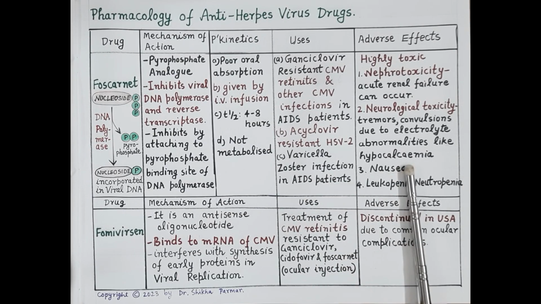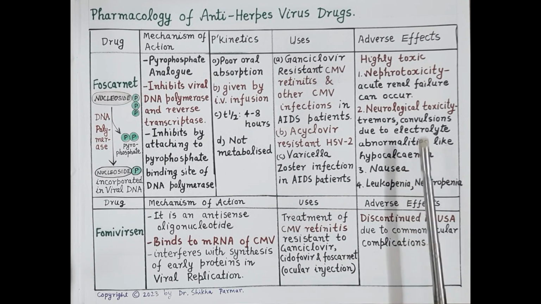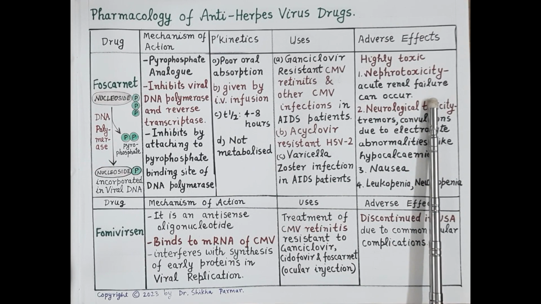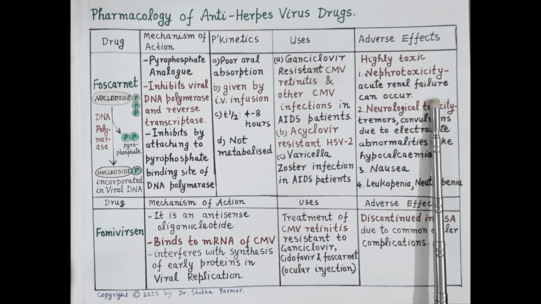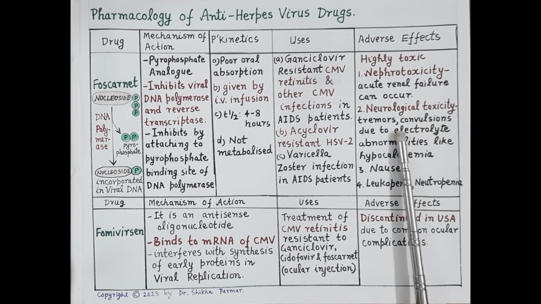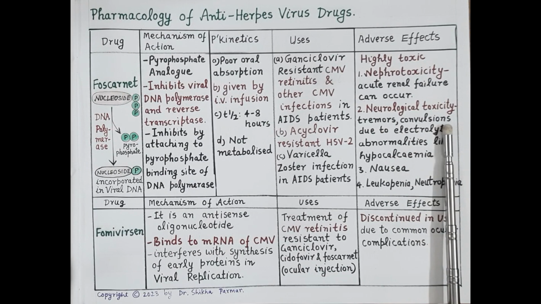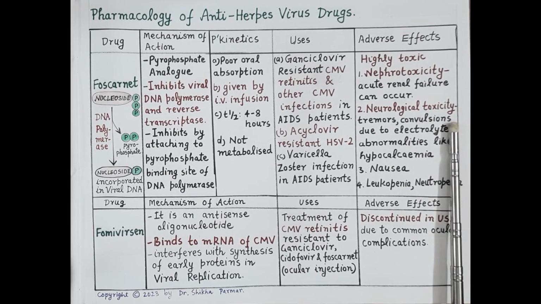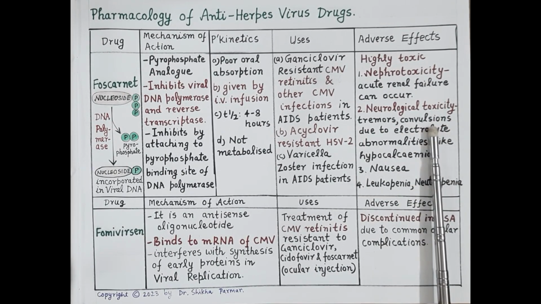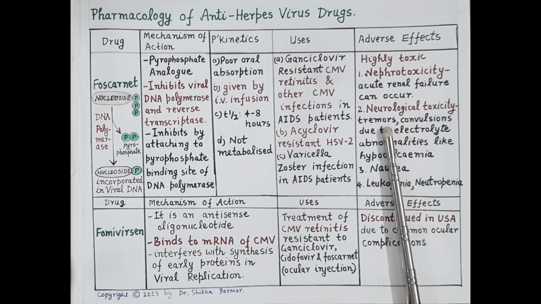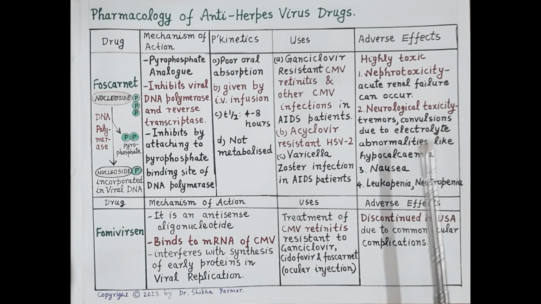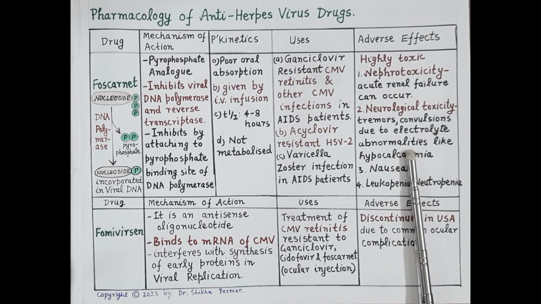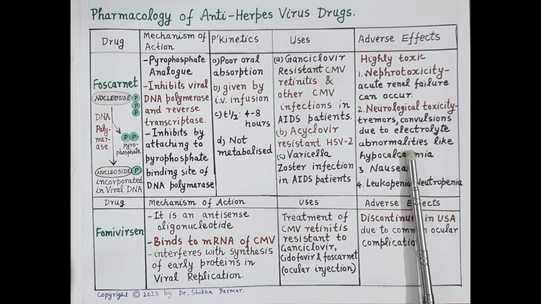Now, the adverse effects of Foscarnet. Foscarnet is highly toxic. Now, it causes nephrotoxicity, and because of the nephrotoxicity, acute renal failure can occur. It also causes neurological toxicity, and because of this toxicity, tremors, convulsions can occur. Now, basically, these tremors and convulsions occur because of electrolyte abnormalities induced by the Foscarnet.